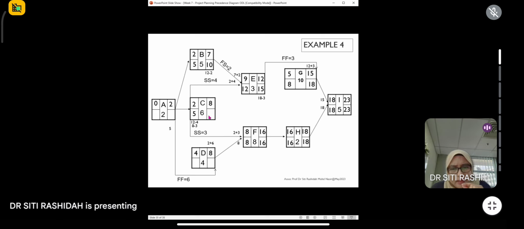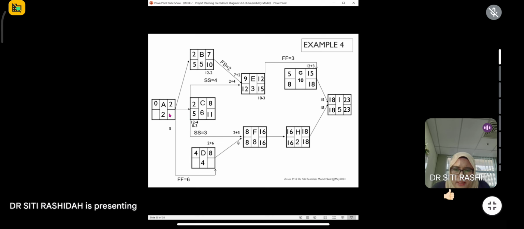Tapi macam mana you nak dapat yang ini? Macam mana you nak dapat nilai ni? 8 tolak 6? No. 5 tambah 6. Ya, 5 campur 6. Sama juga macam ni. 12 campur 3, 15 kan? Sama juga, ataupun 15 tolak 3 adalah 12. So, X tolak 6 adalah 5. X adalah 11. Okay.